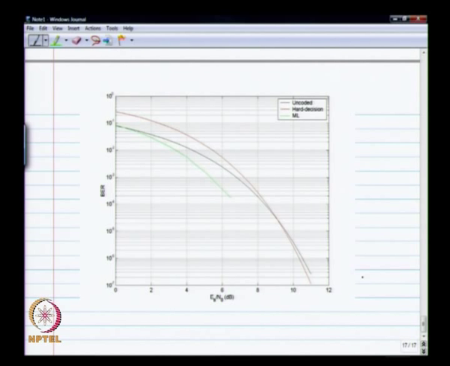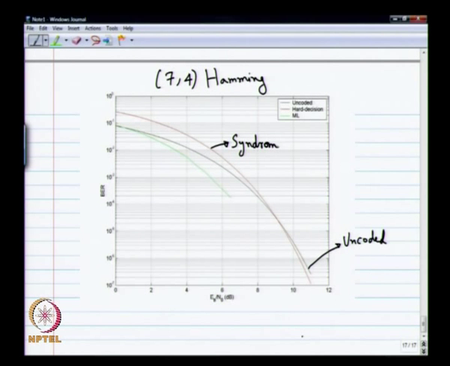Okay, so this black curve here is the uncoded curve, and you can see, like I said, 10 power minus 6 roughly around 10.5 dB. And remember, this is the 7/4 Hamming code. The red curve is the hard decision. So, this is syndrome decoding, hard decision.